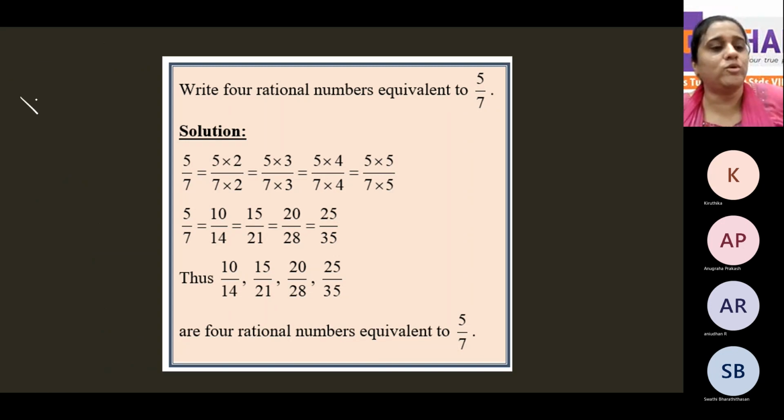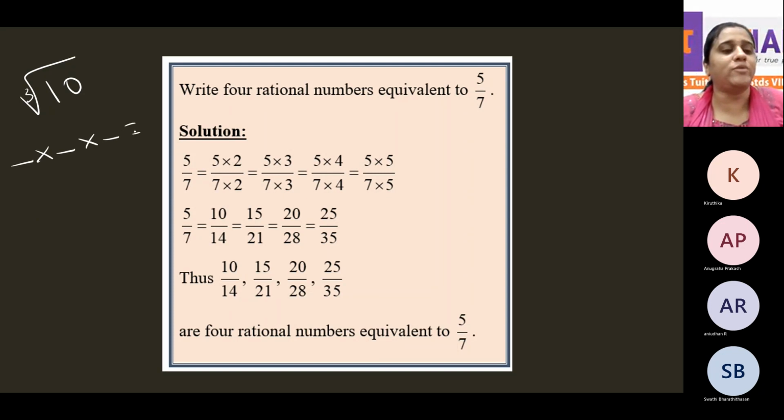Now, when you take the cube root of, say, 10, can any number multiplied with itself 3 times produce 10? Any natural number multiplied with itself 3 times: 2 into 2 into 2 is 8, 3 into 3 into 3 is 27. So 10 you will not get. No natural number multiplied with itself 3 times can give us 10.